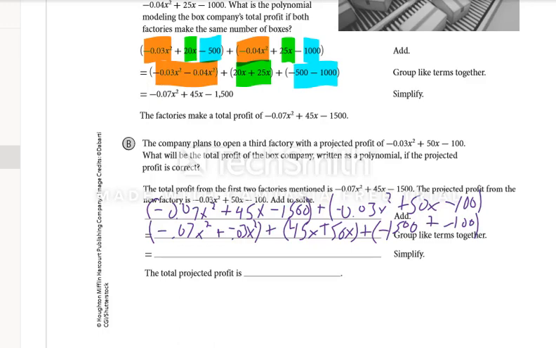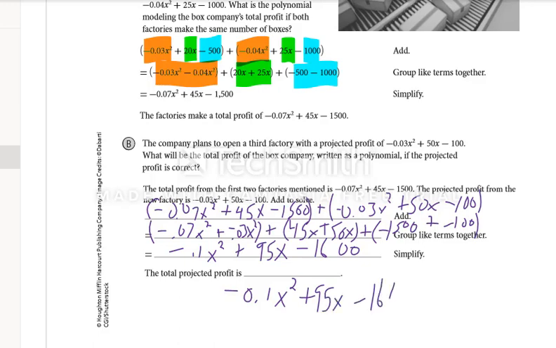We got our like terms combined. We can add them together. We'll get negative 0.1x squared plus 95x minus 1600. All right, so that's our total projected profit based on those polynomials that we were given.